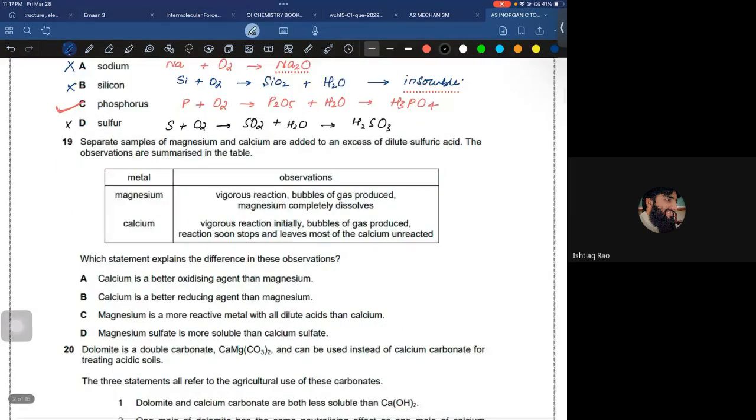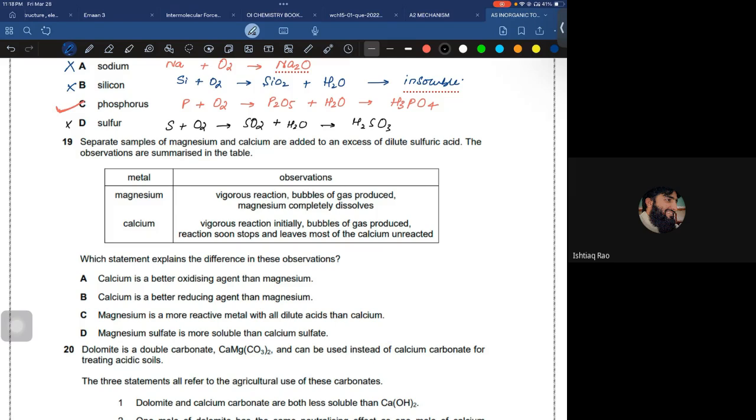Question number 19 says separate samples of magnesium and calcium are added to an excess of dilute sulfuric acid. The observations are summarized in the table. Which statement explains the difference in these observations?